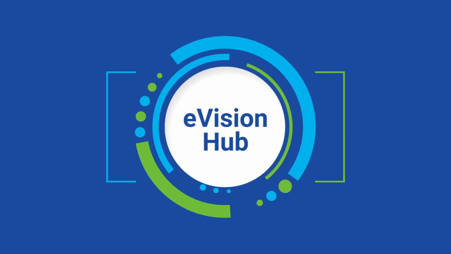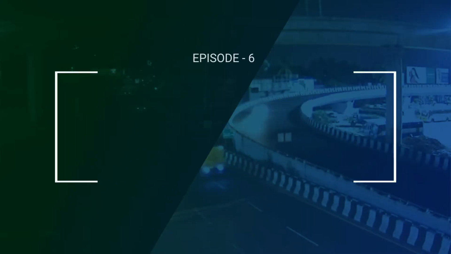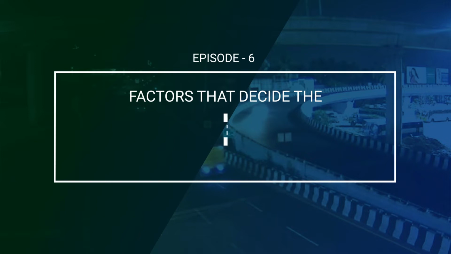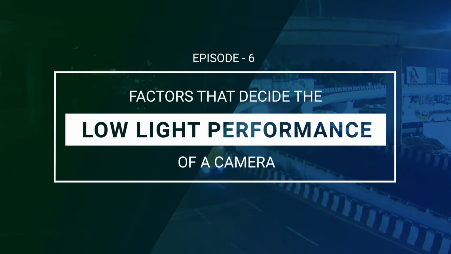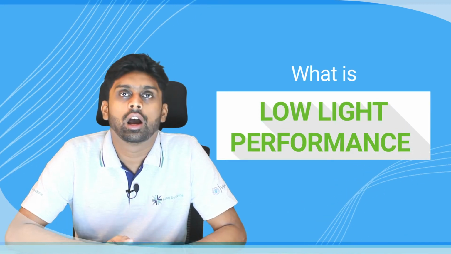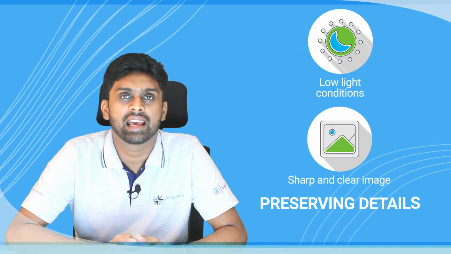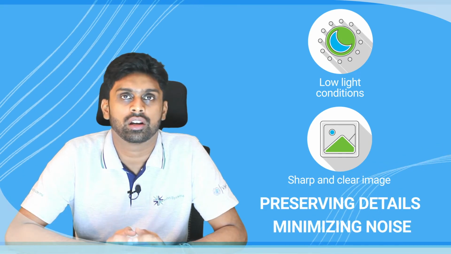Welcome to eVision Hub. In this video, we are going to talk about the factors that decide the low light performance of a camera. Let us first understand what low light performance is. Low light performance is the ability of a camera to produce clear and sharp images even in low light conditions by preserving details and reducing noise in the output image.